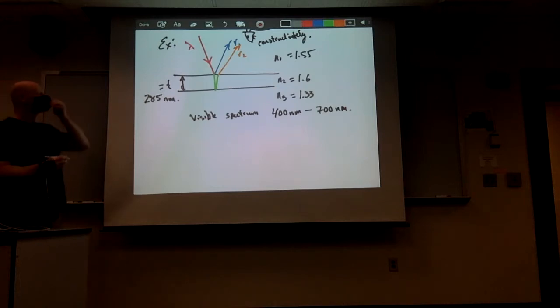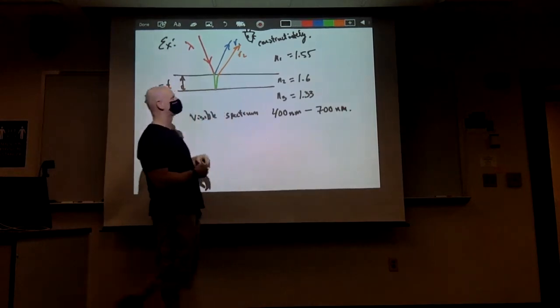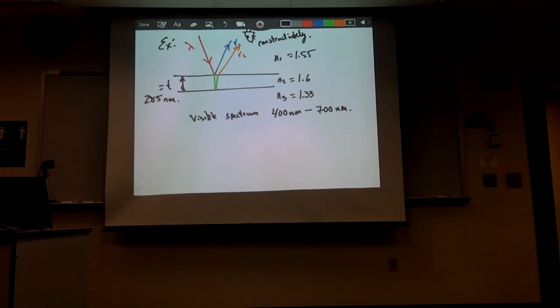So good. First things first, to know which one I have to use, if I have to use 0 or 2 or 1, I have to look at this and determine how many different phase shifts I have. So let's do that. In this case, I'm going for ray 1. I'm going from 1.55 index of refraction to 1.6 index of refraction, so from a low index to a high index. Does that give me a phase change or not? Yes. So I have a phase change.